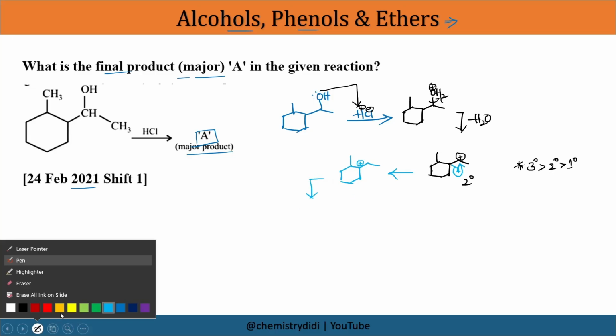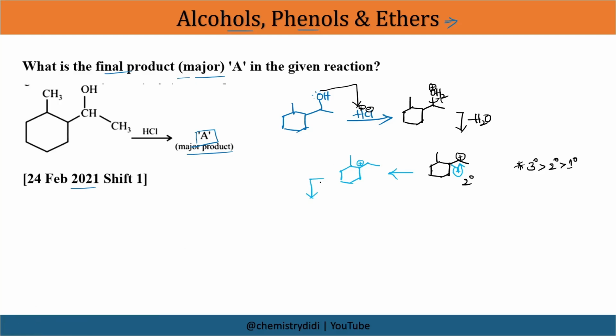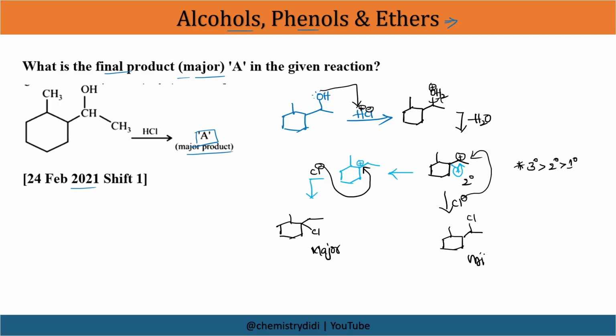Now this chlorine, Cl negative, acts like a nucleophile and it will attack this particular carbon. Then finally we get the major product, here it is chlorine. One more thing: this is the major product, and we might get a minor product here itself, because Cl negative might attack the other carbocation and form this compound. This will be minor. As they are asking for the major product, this will be the answer.